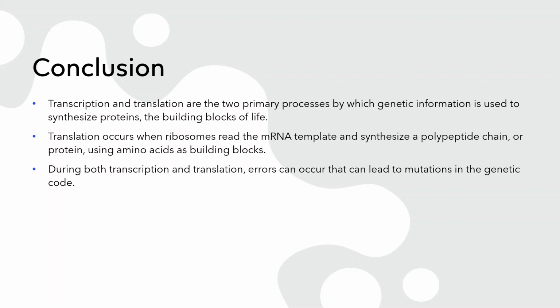Translation occurs when ribosomes read the mRNA template and synthesize a polypeptide chain or protein, using amino acids as building blocks. This process involves the coordination of several components, including transfer RNA, which carries specific amino acids to the ribosome, and various translation factors, which help to catalyze the formation of peptide bonds between the amino acids. During both transcription and translation, errors can occur that can lead to mutations in the genetic code. These mutations can have a range of effects on protein function, from no effect to complete loss of function.